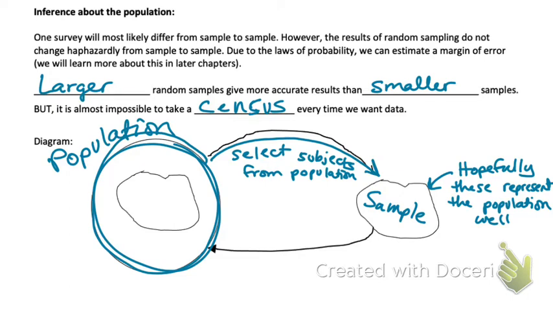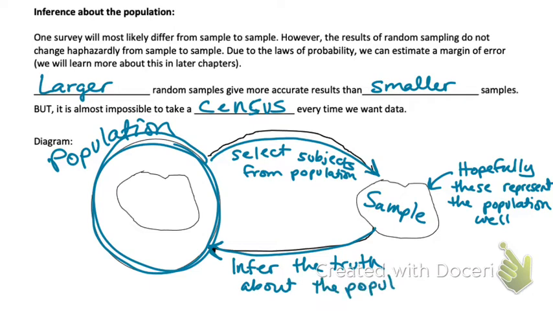Then what do I do with that data? I infer the truth about the population. Because again, I don't have time to talk to 2,615 children about their thoughts about the cafeteria food. So I'm going to get a good representative sample, hopefully, from the population. And then I'm going to say, you know what? I think this looks enough like the population that I can say now what McKinney-Boyd High School as a whole thinks. And that is honestly how most of our data gets to us, right?